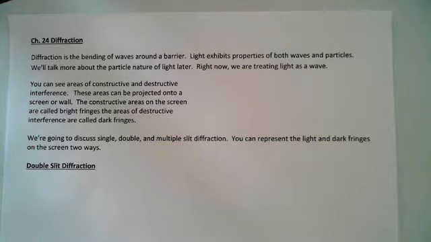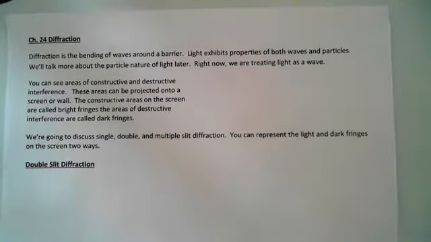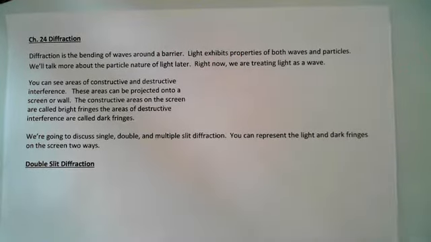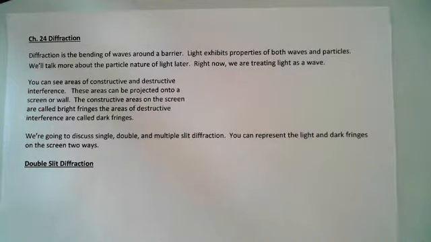So diffraction is the bending of waves around a barrier, and light exhibits properties of both waves and particles. So light can diffract. Light can bend around a barrier. So we'll talk more about the particle nature of light later when we get into quantum mechanics and that kind of stuff. But right now we're going to treat light just as if it was a wave.